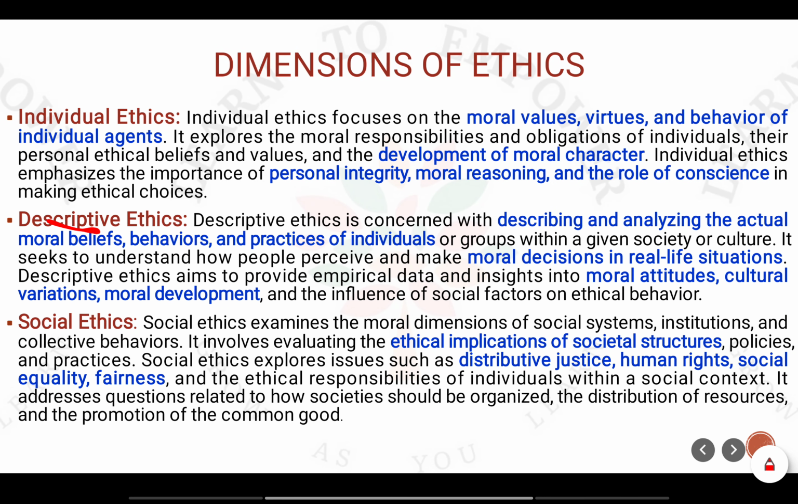Now next we are looking into individual ethics, how individuals pursue moral values, virtues and behaviors, and how it leads to the development of moral character, which leads to personal integrity and moral reasoning of the person. In case of descriptive ethics, we generally look into analyzing moral behaviors, moral beliefs and practical systems across different peoples and societies. It also describes real life situations, which include moral attitudes, cultural variations and moral developments.